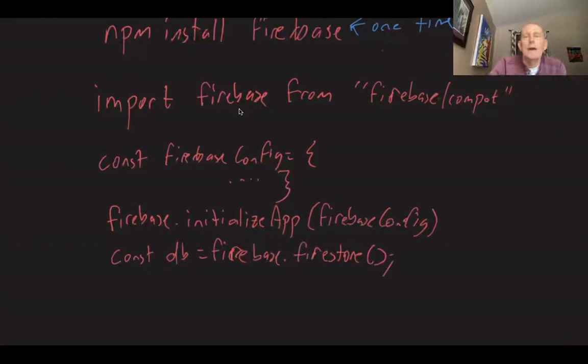What are the sorts of things that you can do? Of course, you can add items. So for example, if you want to add to a root level collection, you would just say db.collection. And then you specify the collection's name. So let's say it is restaurants. And so that now is a reference to the restaurants collection. And then you can go ahead and add to that.